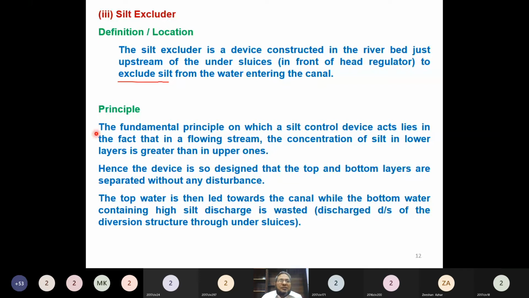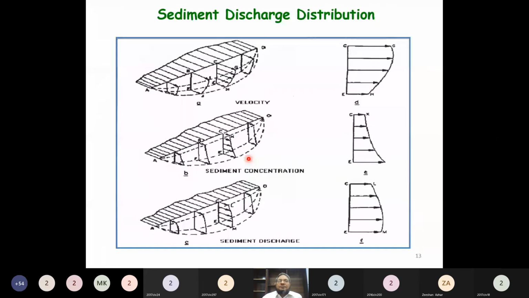And what is the principle of the silt excluder? The fundamental principle on which a silt control device acts lies in the fact that in a flowing stream, the concentration of silt in the lower layer is greater as compared to the upper ones. This is the basic principle explained here. If you see this channel in which the water is flowing, this is the velocity diagram. Velocity is high in the top layers and reduces towards the bed, where there is very low velocity. So this is the velocity distribution, and this is the sediment concentration distribution in the channel.